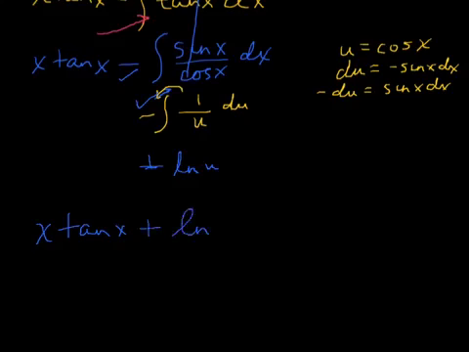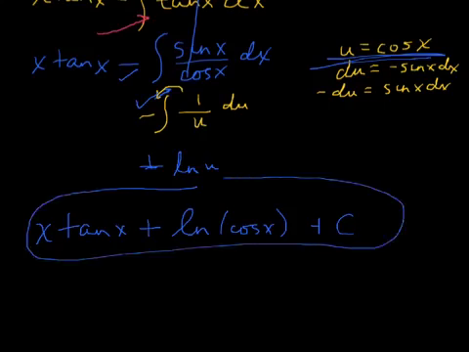Instead of the letter u, I've got to use cosine of x. Okay, that looks ridiculous. Natural log of cosine of x. I'm going to put that in parentheses here. There we go. Plus c. And that's it. So that is number 12.